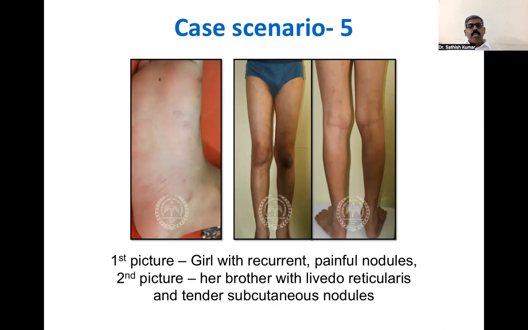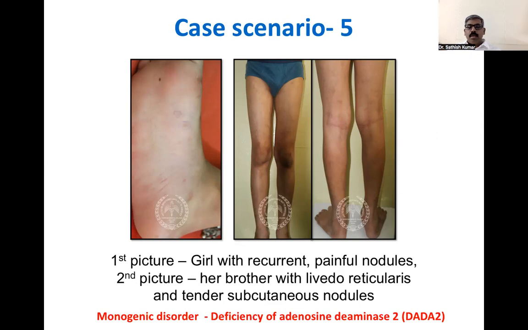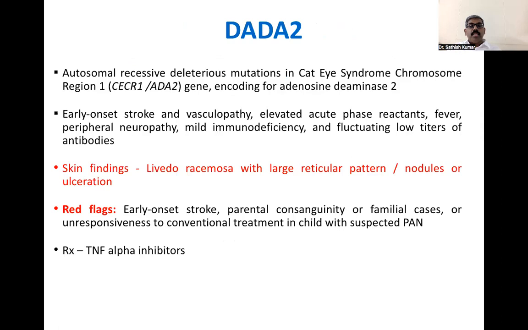But why do both the children in the same family have a similar disease, polyarteritis nodosa, at the same time, especially without any systemic features, only cutaneous PAN? So we thought of a disease called DADA2 disease. It's a monogenic disorder. It is an autosomal recessive disorder in the CECR1 or ADA2 gene encoding for ADA2. So any child who presents with early onset stroke, with increased inflammatory markers, with skin signs of livedo reticularis, large reticular pattern, nodules or skin ulceration, you think of DADA2 disease.